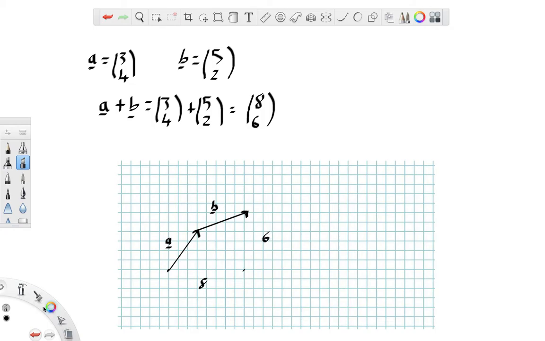So again, we can draw this vector. So I'll change to red. So we can draw this vector here, no problem. So it starts there and it ends there. So our vector A plus B, which I've drawn in red, looks like this. That's A plus B.